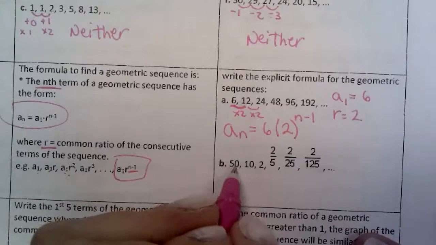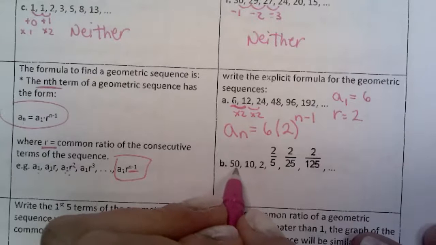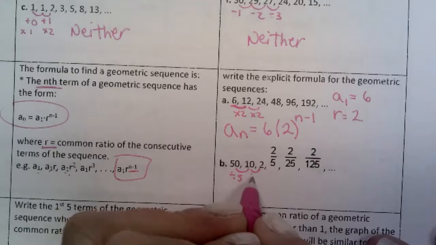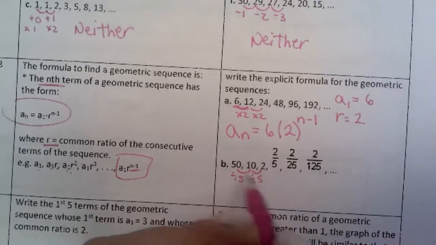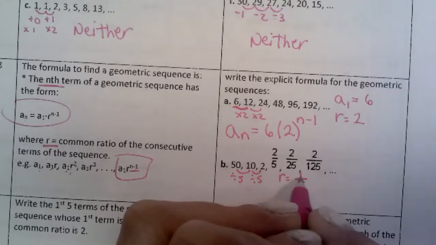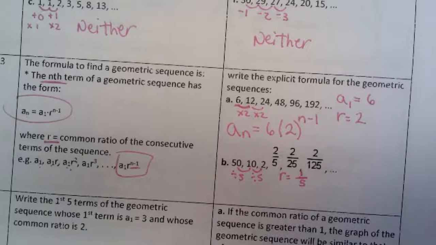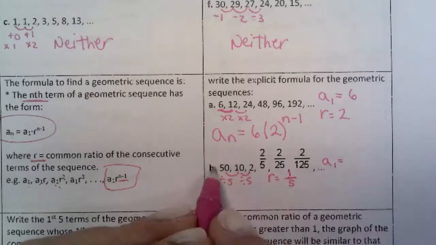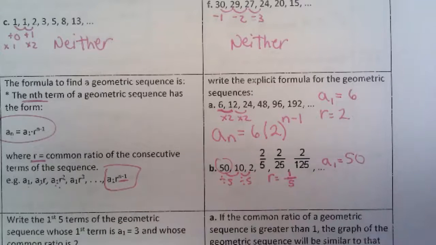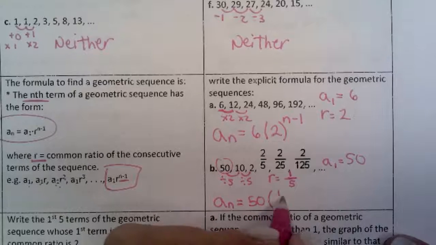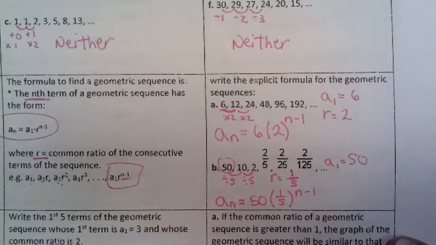So the next one here is 50. To get to 10, I have to divide by 5. To get to 2, I have to divide by 5. And remember, I said that we're never dividing. For our common ratio, it's always going to be a multiplication. So it's 1/5 is what I'm multiplying by each time. Okay, our A sub 1, our first term we started with, is 50. So our formula then is going to be 50 times 1/5 to the n minus 1.